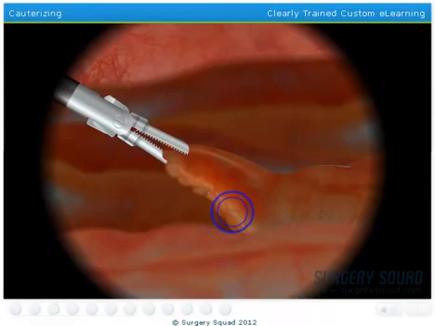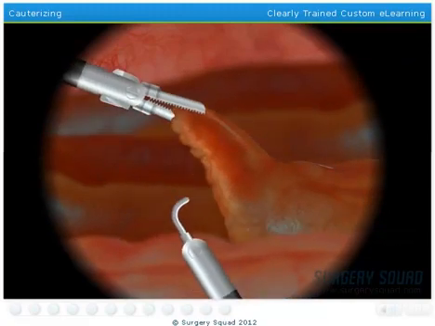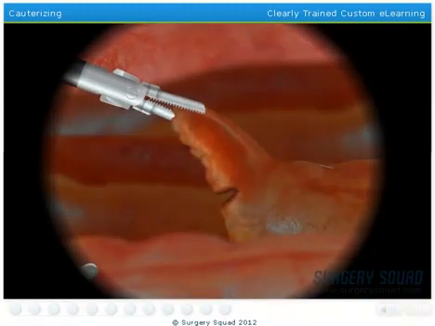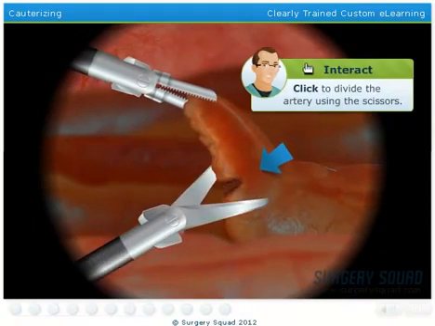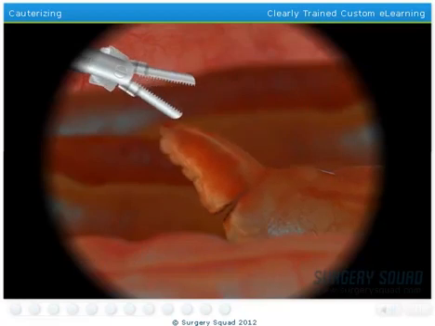The appendicular artery needs to be sealed using a diathermic instrument which uses extreme heat to cauterize the artery. The artery is then divided using scissors. So far, so good. Keep it up.